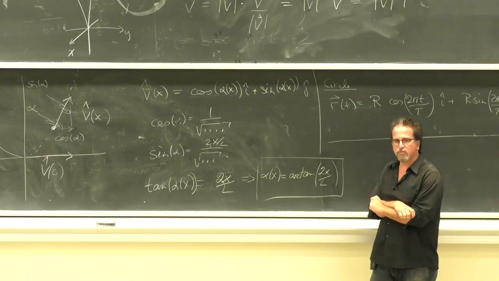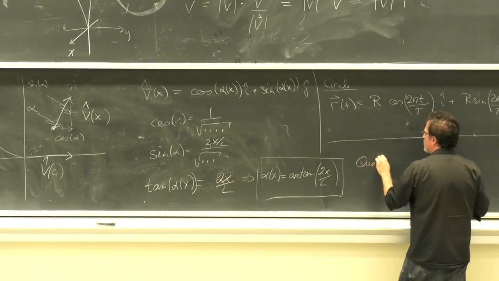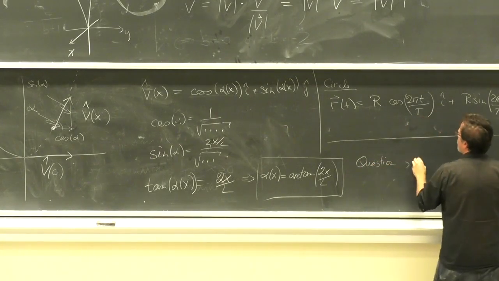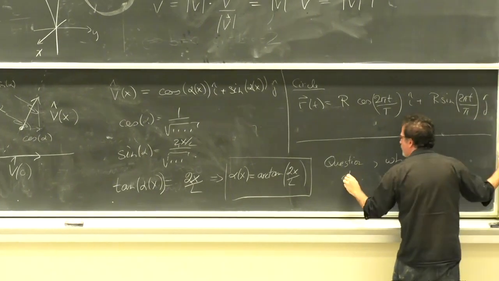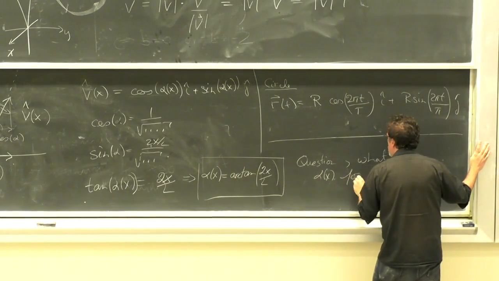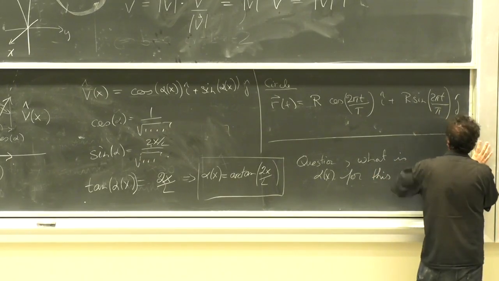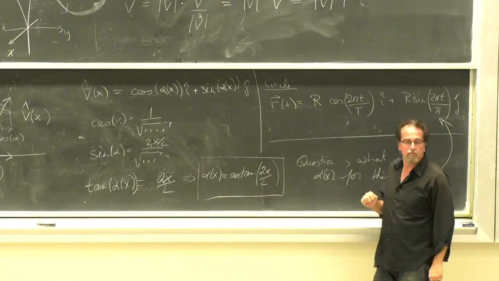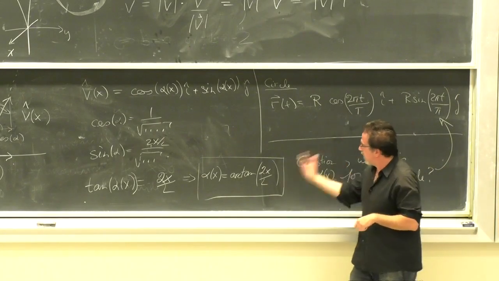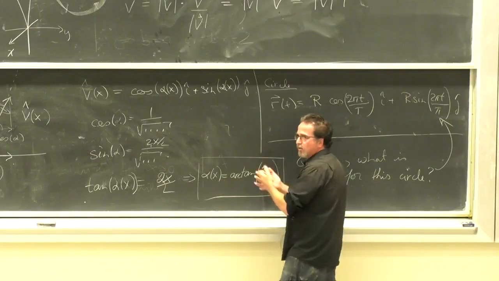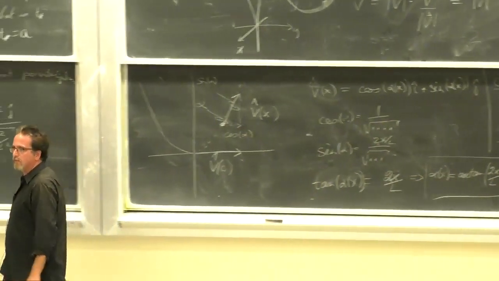What would it be for a circle? Question. What is alpha of x for this circle? Think about it. What happens to alpha of x? This is a nice and simple expression. Arctan. It's about as simple as you can get. So arctan is related to this parabola, to the tangent of the parabola.